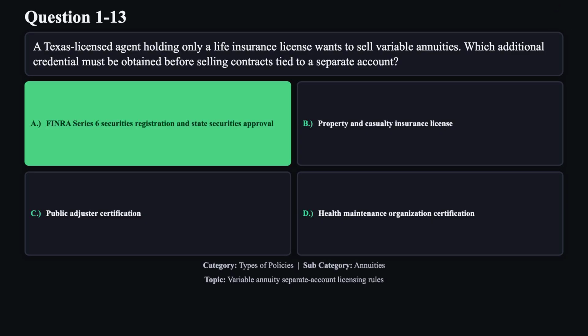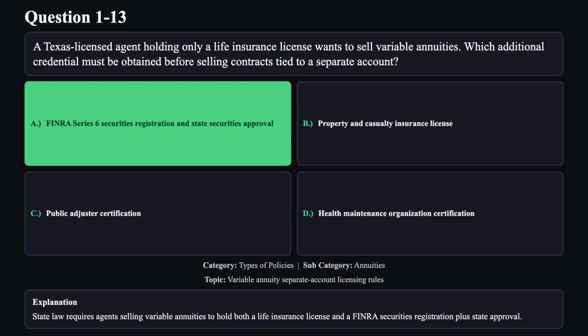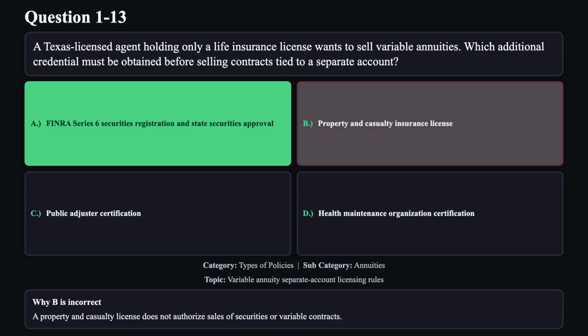The correct answer is A. State law requires agents selling variable annuities to hold both a life insurance license and a FINRA securities registration plus state approval. Reason B is not correct. A property and casualty license does not authorize sales of securities or variable contracts.